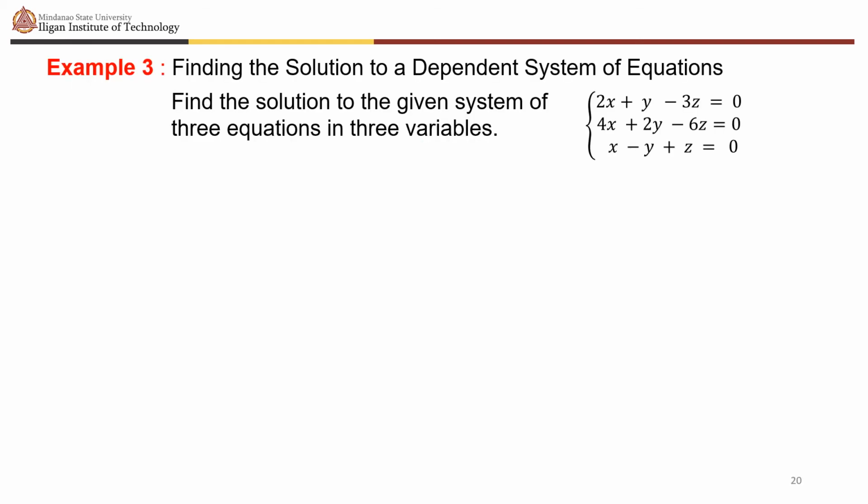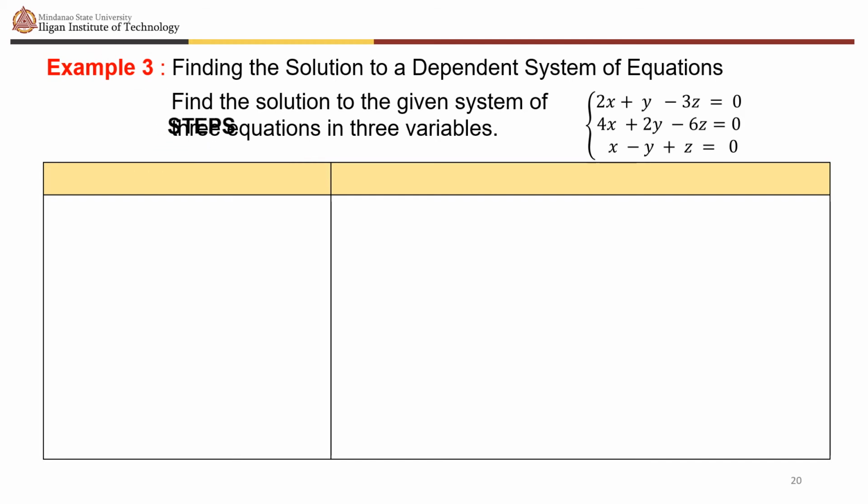So finding the solution set to a dependency of equations would be for our example 3. You're asked to find the solution to the given system of three equations in three variables: 2x plus y minus 3z is equal to 0, 4x plus 2y minus 6z is equal to 0, and x minus y plus z is equal to 0.